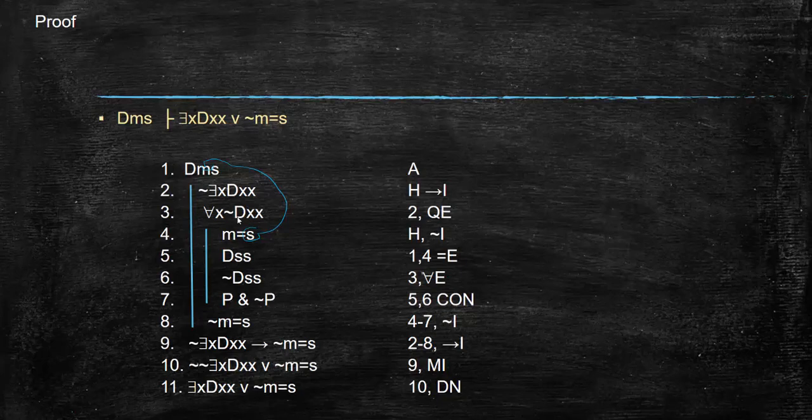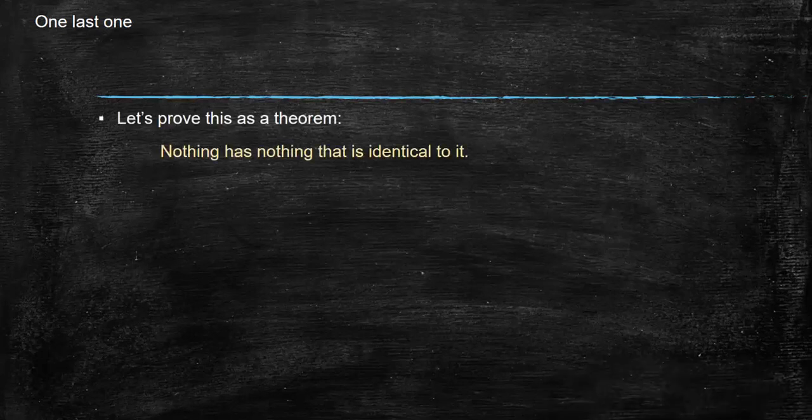Okay, so a lot of power comes to us. Things we just could not prove at all, we can now prove using these two rules. So let's do one last one. Okay, so let's prove this is a theorem.